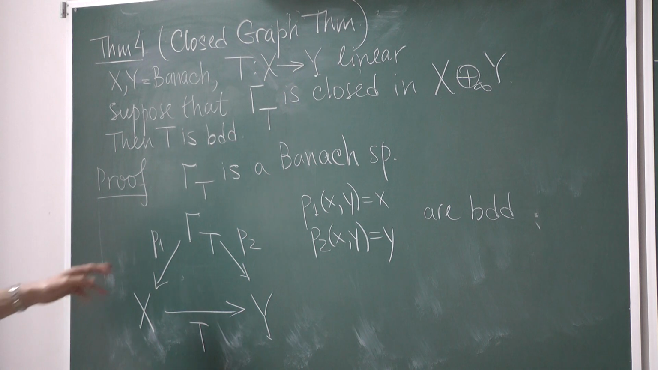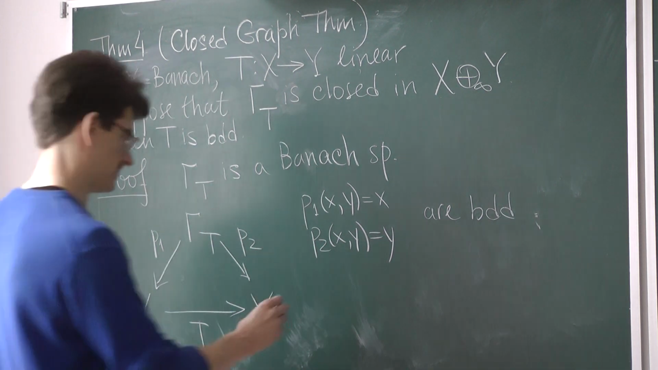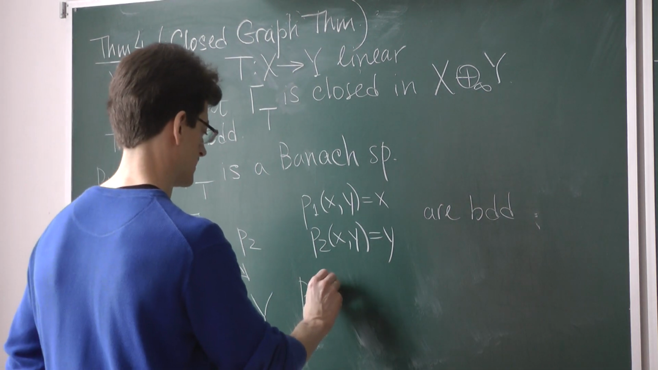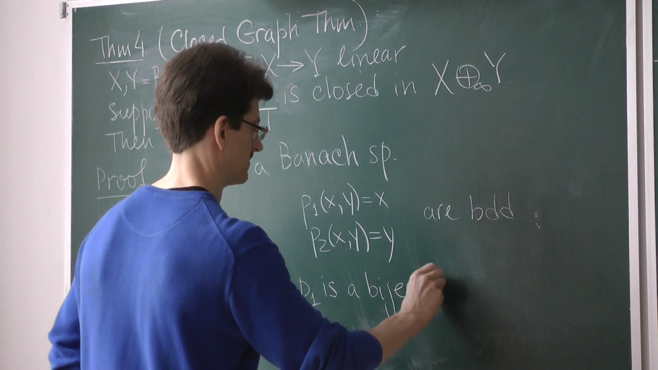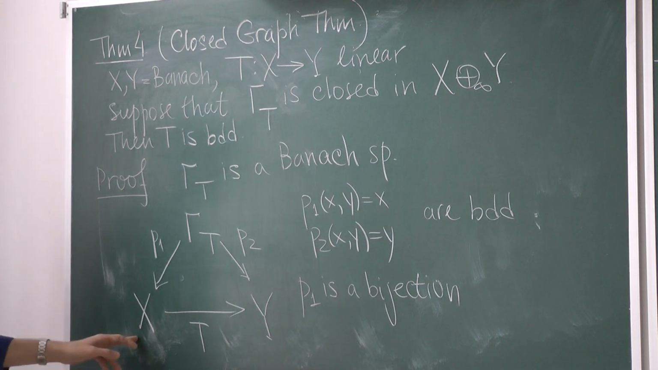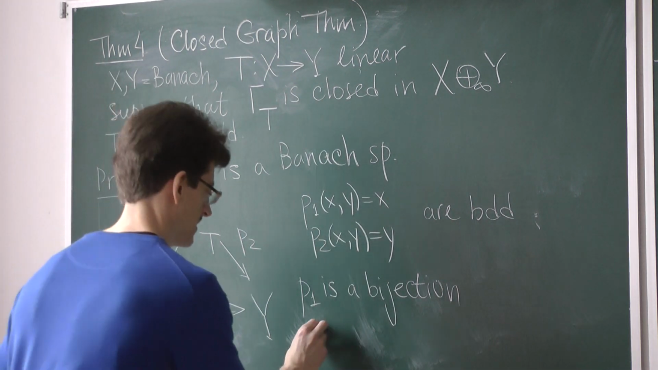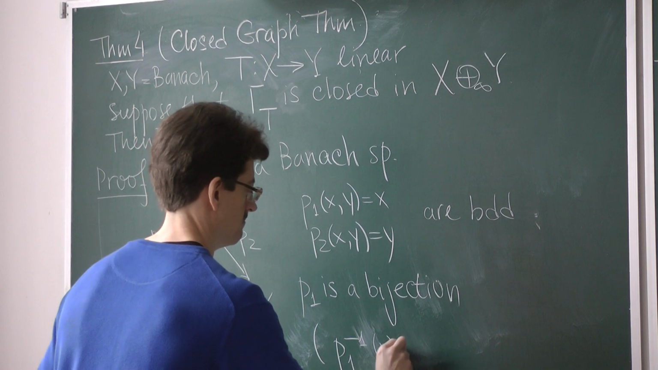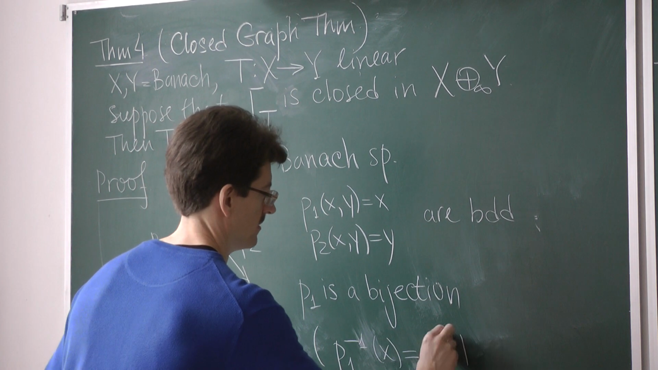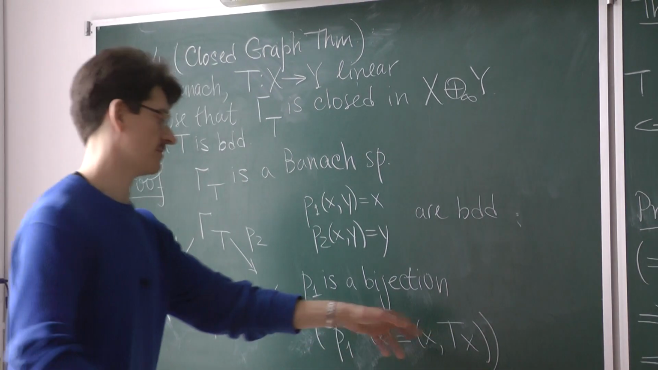Let's now observe that P1 is actually a bijection of the graph onto X. Indeed, the inverse map is explicitly given by this formula.